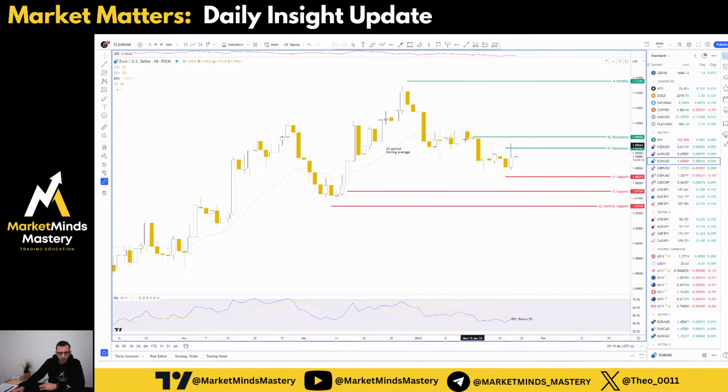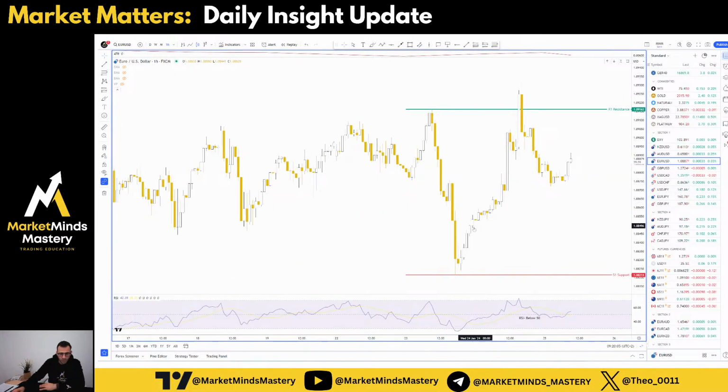Now, if you were looking at the daily yesterday, the daily is down, price action was down, the 4-hour was down, the hourly was down. So short positions were more on the watch out. Like here, it's yesterday's one.